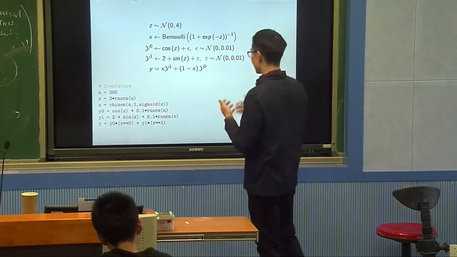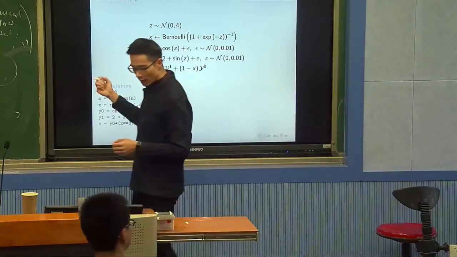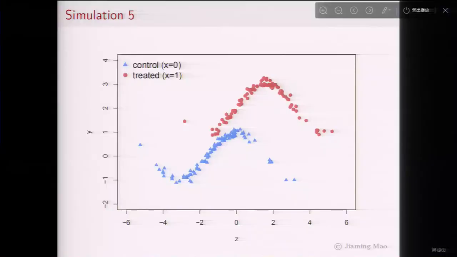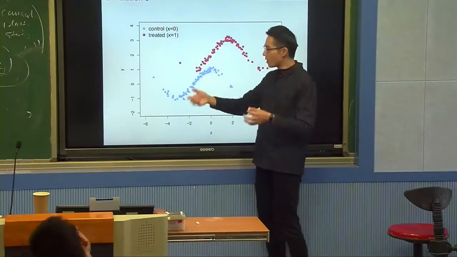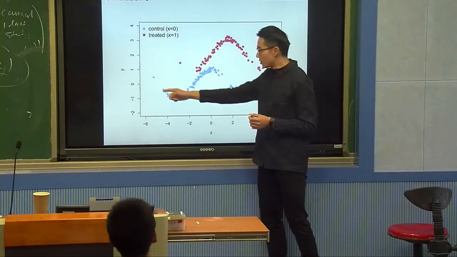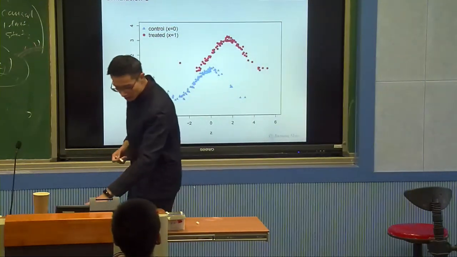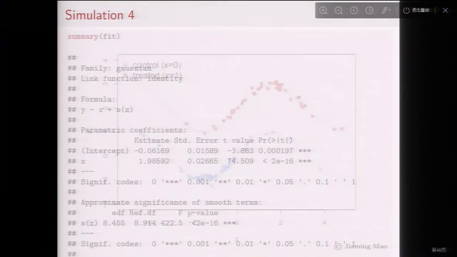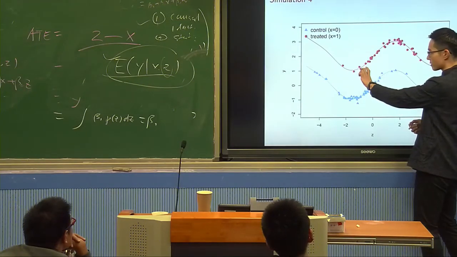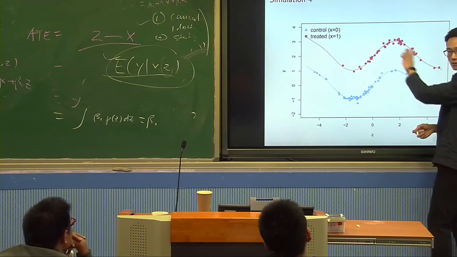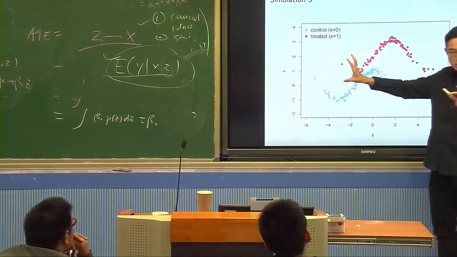Now, let's look at another example. In this example, what I'm doing is I'm generating x, y, and z such that it looks like this. First of all, y is a function of z, and x is obviously not a linear function of z. But also, in our previous example, y is not a linear function of z, but the treatment effect is the same everywhere. The treatment effect is 2, constant. Constant treatment effect. Here, in this example, the treatment effect is no longer 2 everywhere.